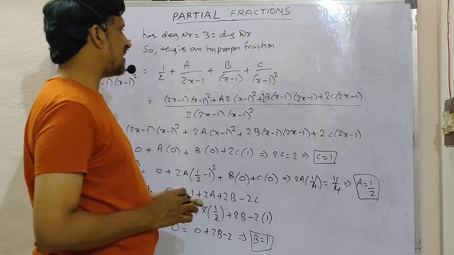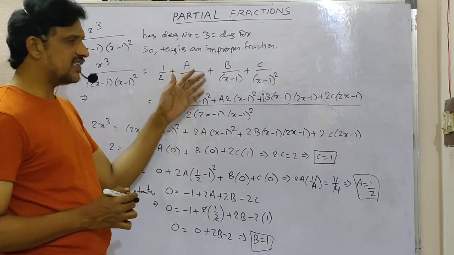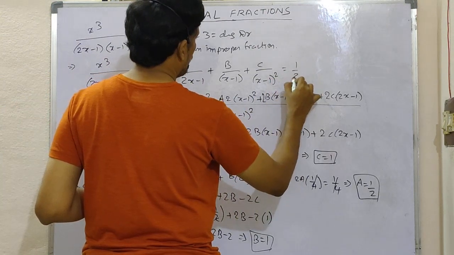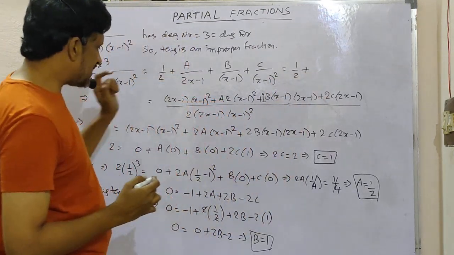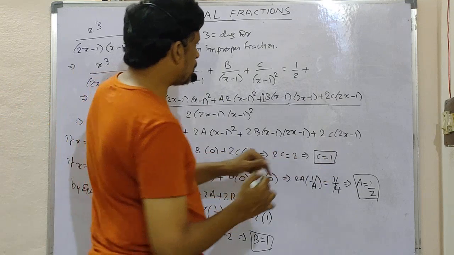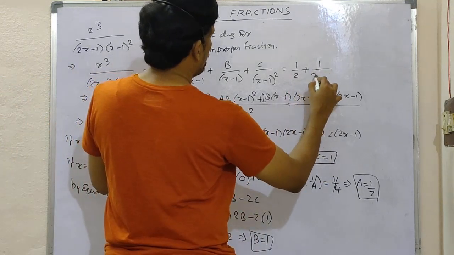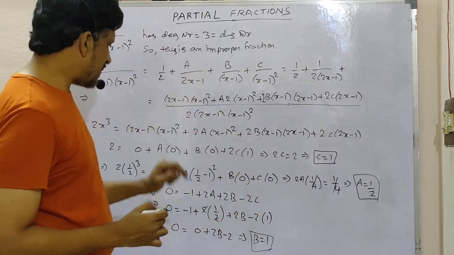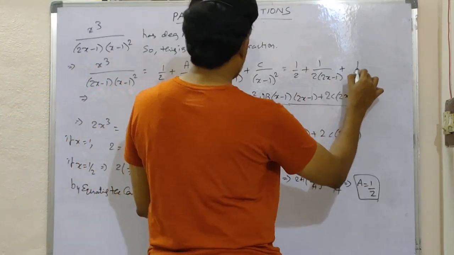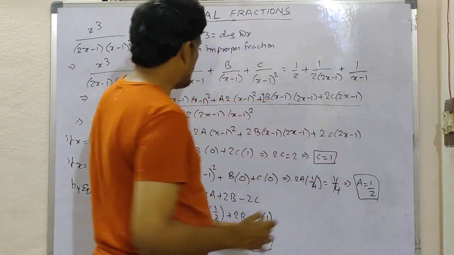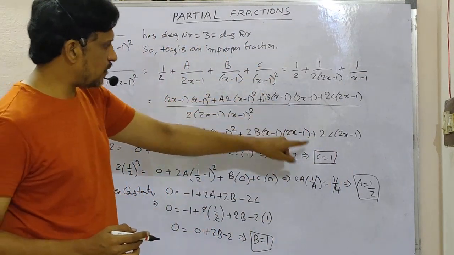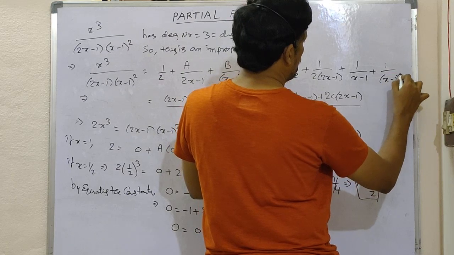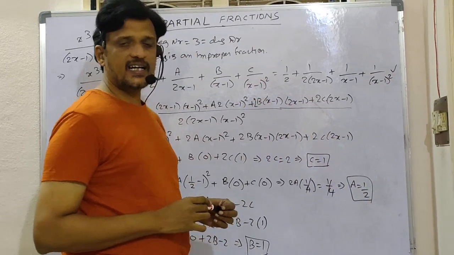So after getting all the three, a, b and c, you can write here, then the given problem will be 1 by 2 plus a by 2x minus 1, where a is equal to 1 by 2, that is 1 by 2 into 2x minus 1, plus b by x minus 1, where b is 1, that is 1 by x minus 1, plus c by x minus 1 whole square, where c is also 1, that is 1 by x minus 1 whole square. Like this you can write.